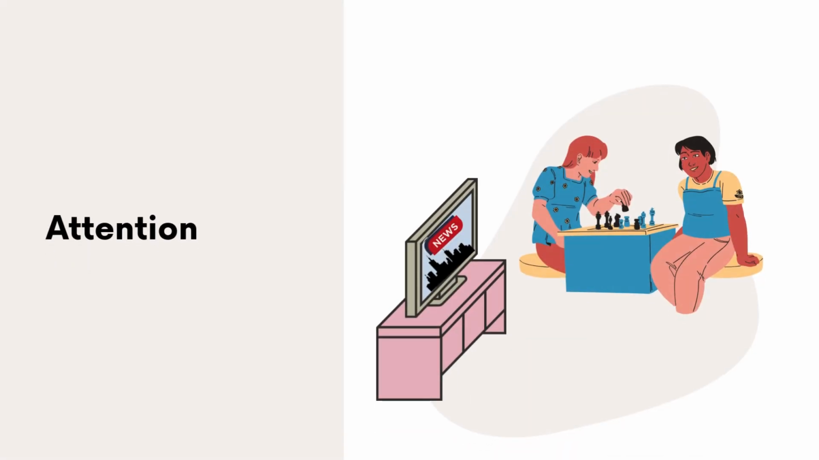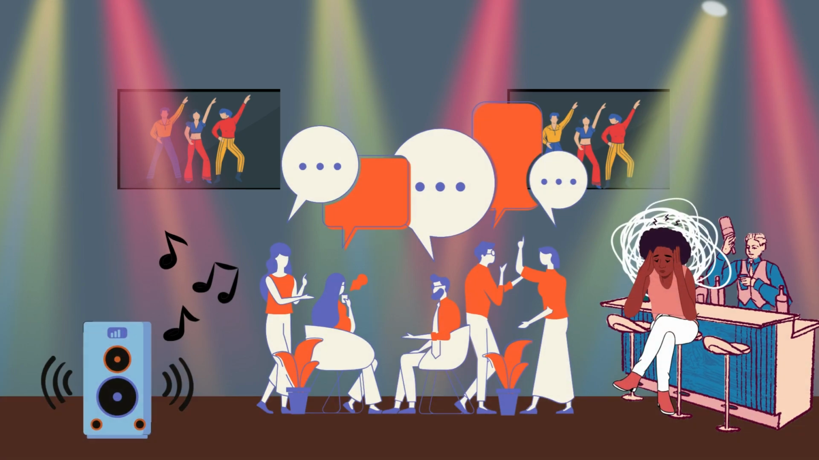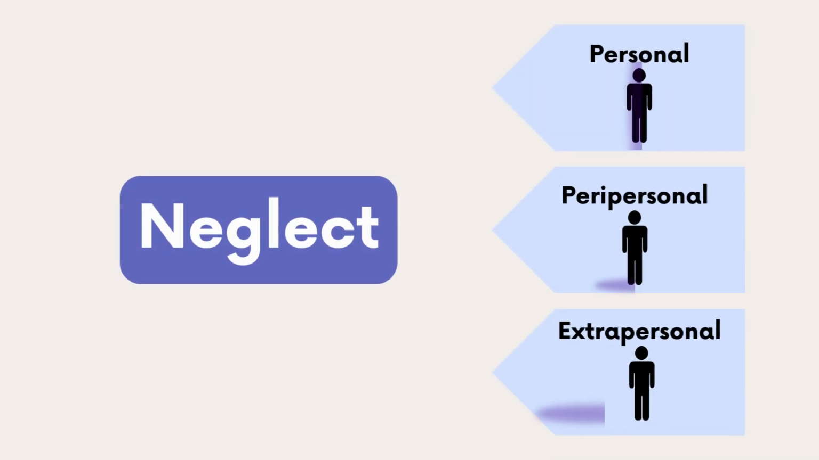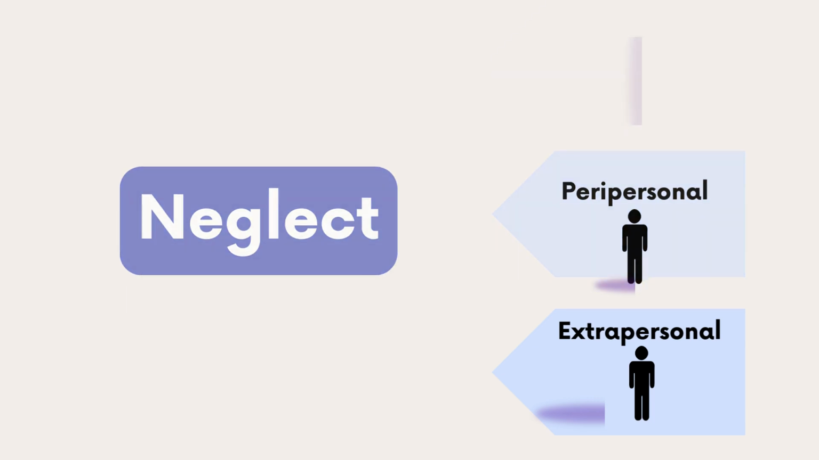RHD can negatively impact attention. It can cause a shorter attention span or make it harder to stay focused. Additionally, loud or busy environments can be overstimulating for people with RHD. Someone with RHD may struggle with neglect. Neglect is the inability to attend to an input. Three types of neglect are personal, peripersonal, and extrapersonal neglect.